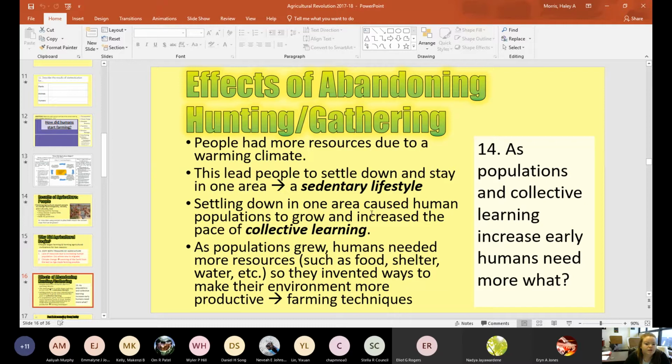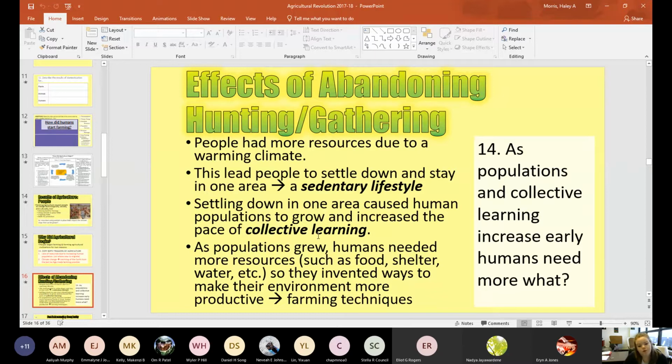Settling down in one area caused human populations to grow and increased the pace of collective learning. Who can remind me what collective learning is? Aaron? Collective learning is when you pass information down to generations. Yep. So collective learning was increased. It was at an increased pace from that point.